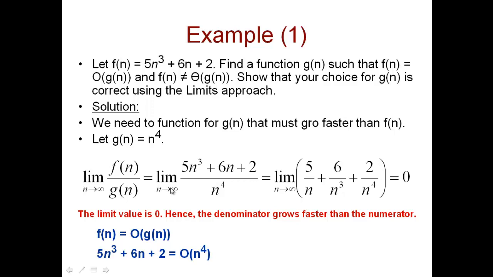If the ratio evaluates to 0, that means the denominator function grows faster than the numerator function. So we can put the denominator function inside the big O notation, and the other function on the left hand side. So 5n cubed plus 6n plus 2, which is our f of n function, is big O of n to the power 4, that's our g of n function.